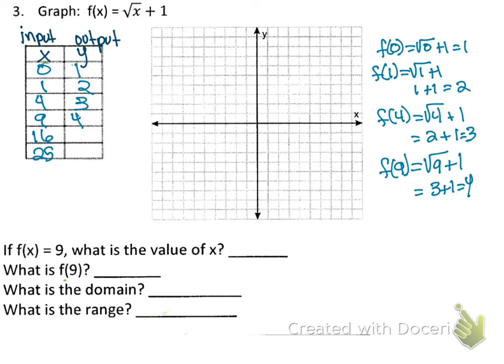So if we take a look at this, let's graph those points. 0, 1. That point is about right there. 1, 2. Okay, these points aren't in the right spot. I've got to try again. It's driving me crazy. Okay, there we go. So that was 0, 1. There's 1, 2. And then the point 4, 3 is right there. And then we've got the point 9, 4 right there.